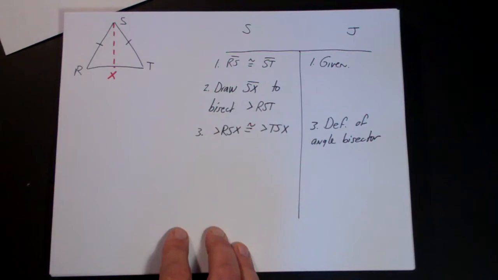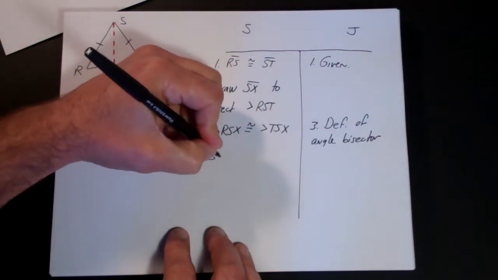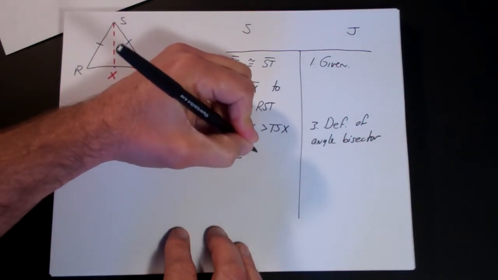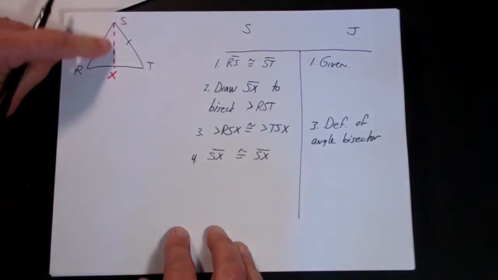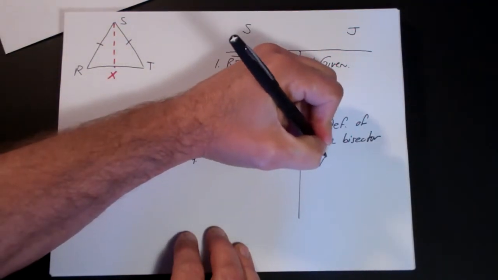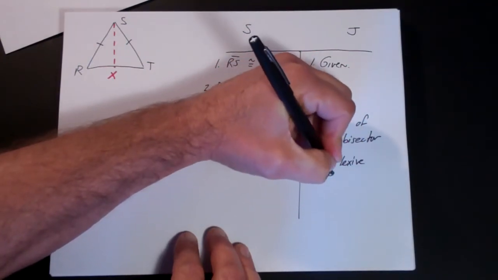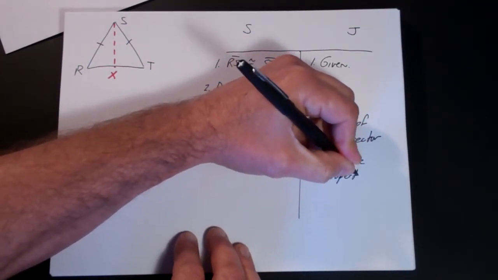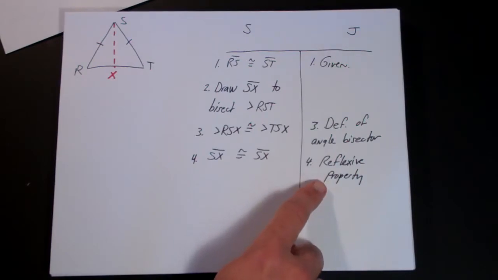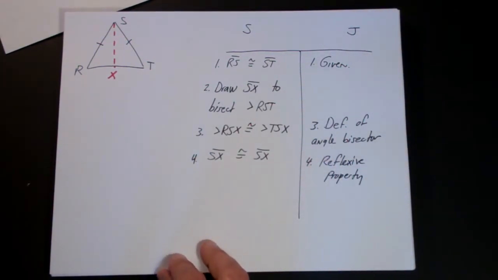Now the next step is that we're going to say that side SX is congruent to side SX. And that's true because everything is always equal to itself, and that's called the reflexive property. If you don't remember it being called the reflexive property, then it might be enough to say that sides are equal to themselves. That's all the reflexive property is.